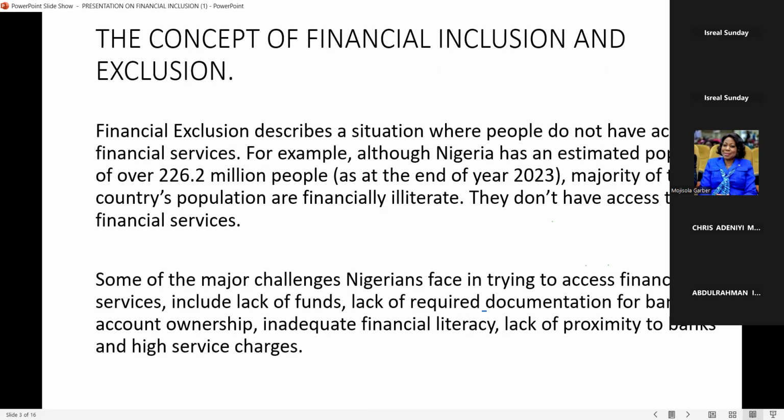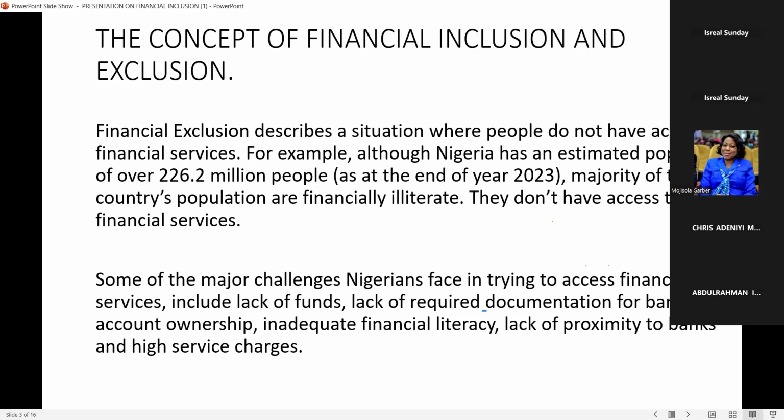Now, at a point in time, as at the year 2023, it was estimated that a number of people were not having access, because of financial illiteracy. What do we mean when we say somebody is financially illiterate? Somebody may be literate, being able to read and write, but that does not make him financially literate. Financial literacy means being able to access financial services, taking positive steps to ensure that he's able to access credit and all of that. Do you understand?